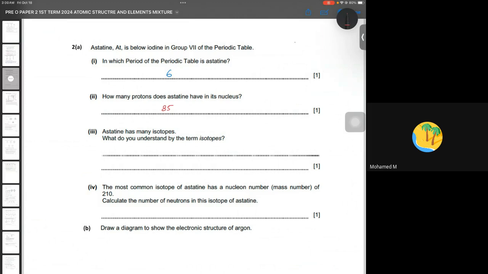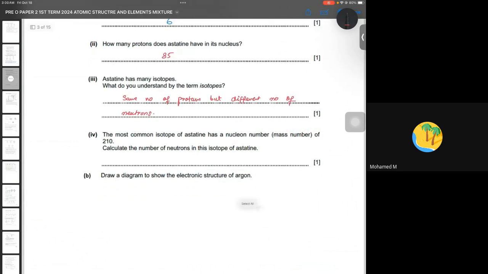Astatine has many isotopes. What do you understand by the term isotope? Isotopes. Basically the same proton number, but different neutron number. Same number of protons, but different number of neutrons. Is that correct or no? No, it's correct.